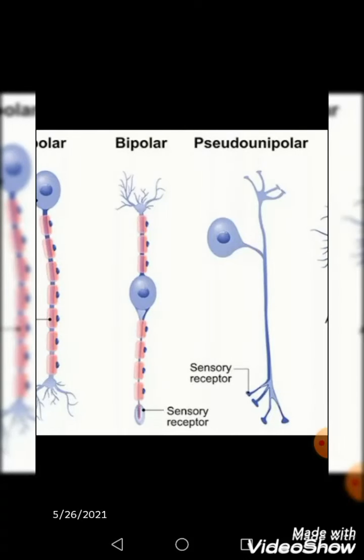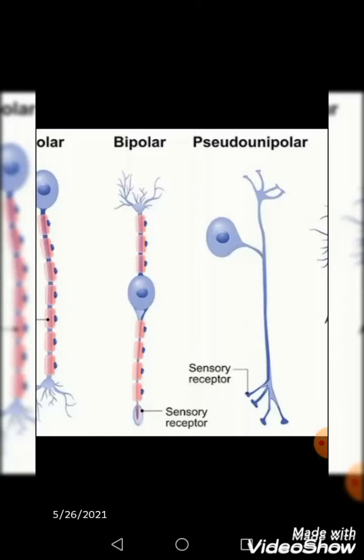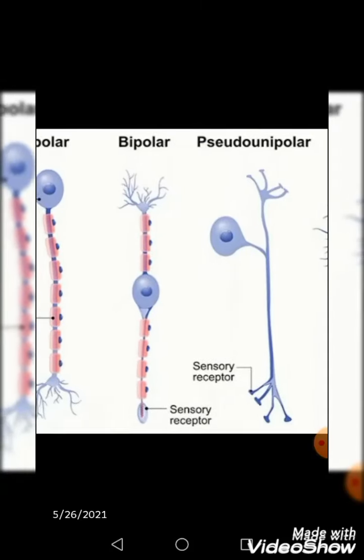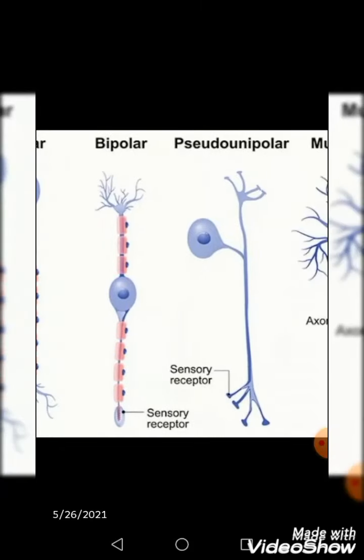And you find them in the retina of your eye, right? And then in the olfactory epithelium. So these bipolar neurons are related to your eye, nose and ear, right? That will be easy for you to learn.